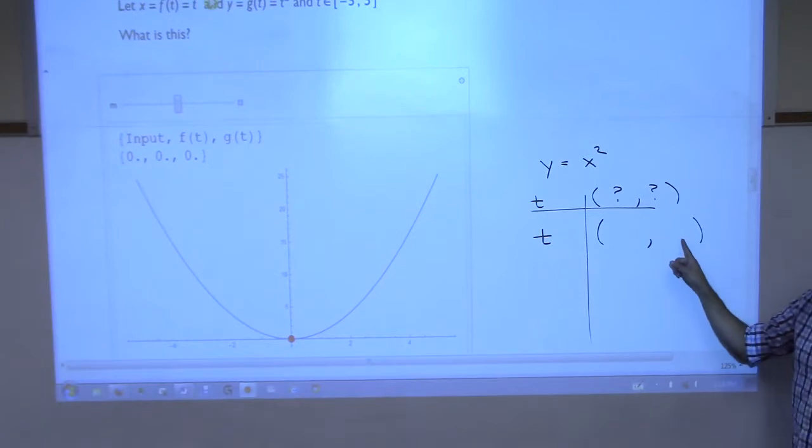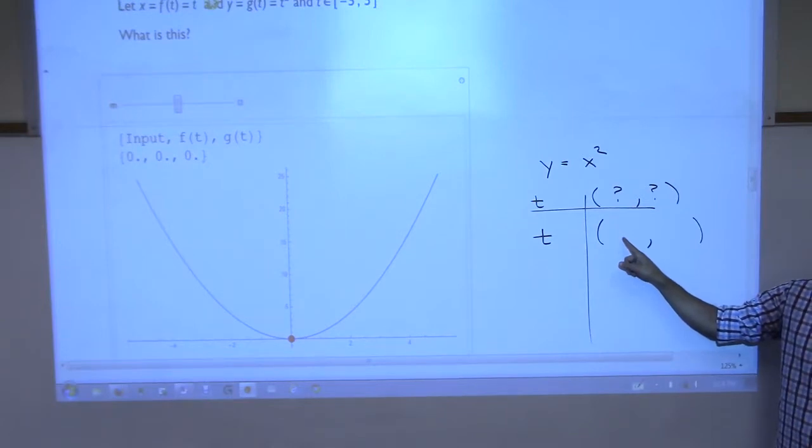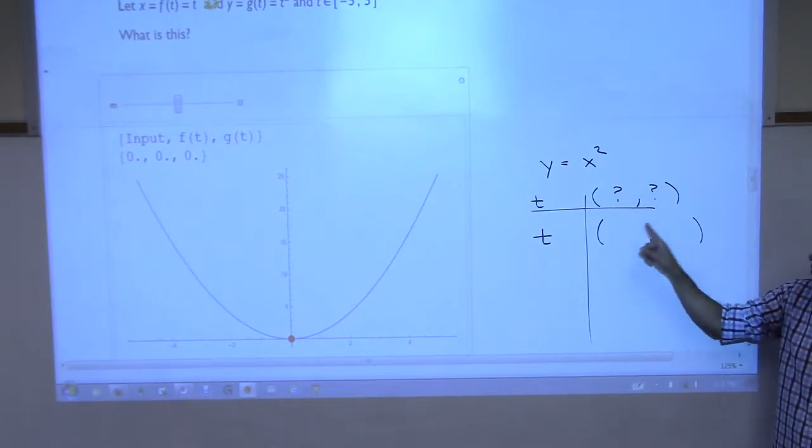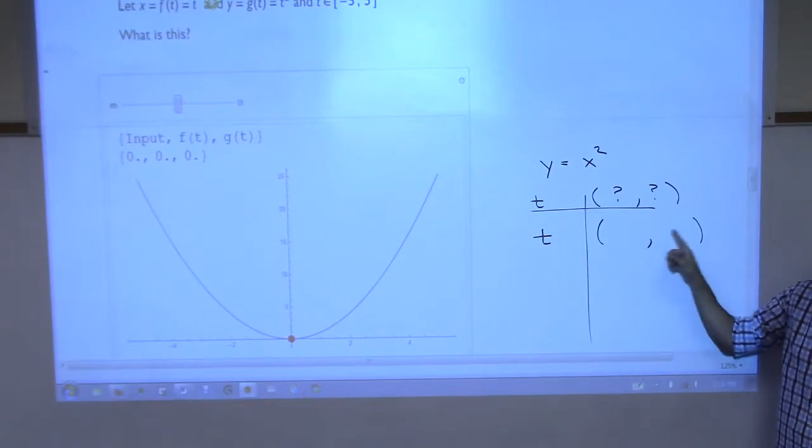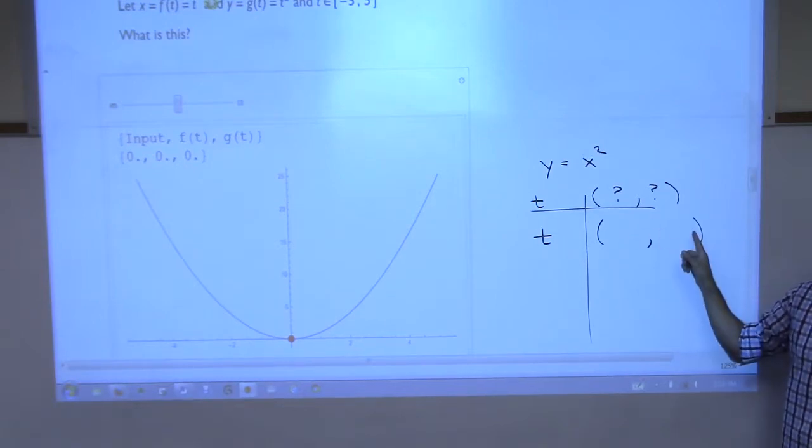Okay, what do you want the y coordinate to always be? The x coordinate squared, right? So if you plug in 1, you want this to be 1. If you plug in 2, you want it to be 4. If you plug in 3, it's 9. Negative 3, it's 9. So you just want that to be squared, right?